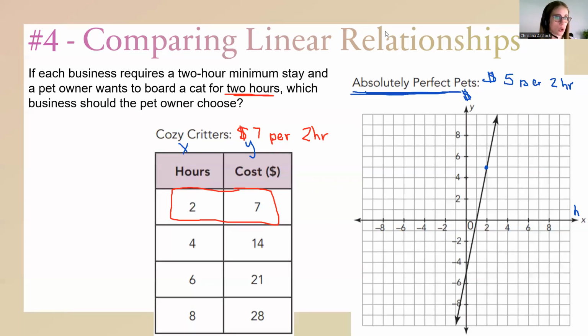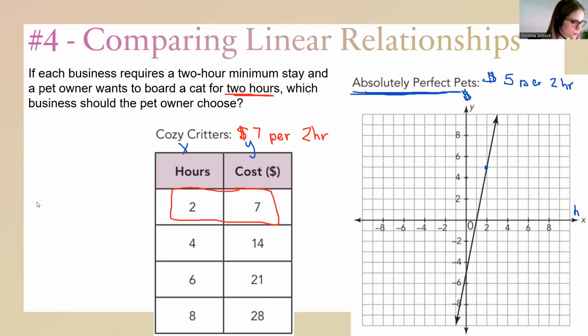That is our winner. Now, we're going to do this problem one other way, because let's say it wasn't so nice and easy. Let's say they were asking how much it's going to cost for 3 hours. Well, when you look at your table here, it doesn't give you the data point for 3 hours. So another way that you could solve this would be finding your slope, finding your unit rate, and then using that to figure out how much it's going to cost you.